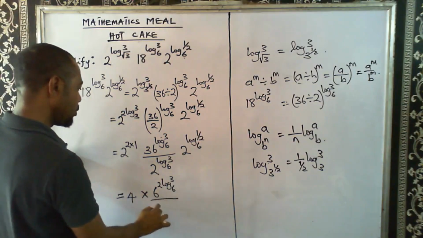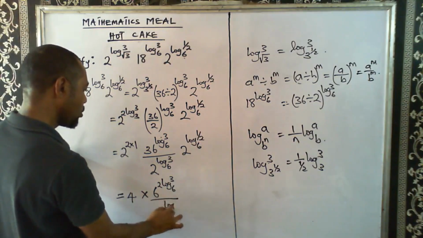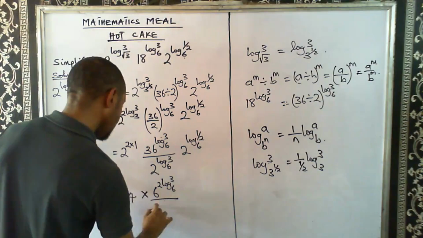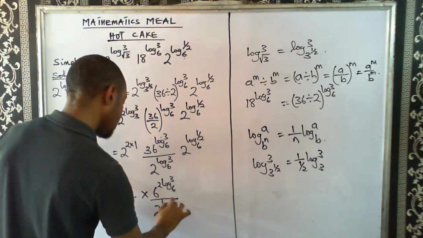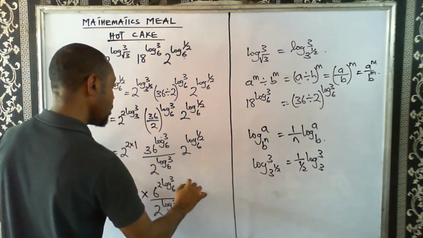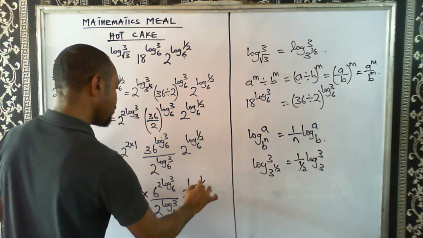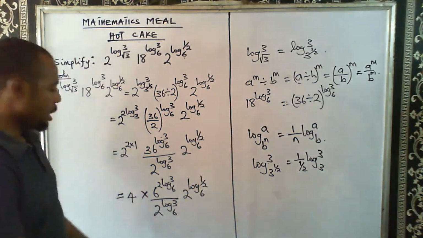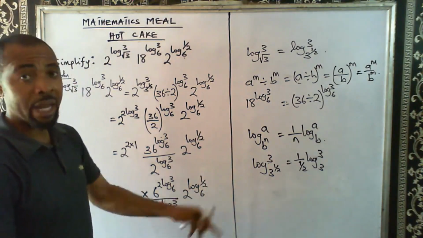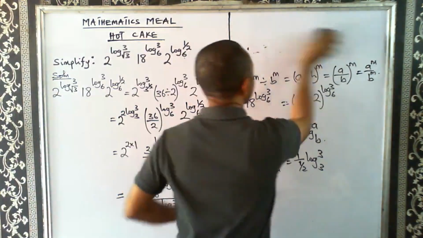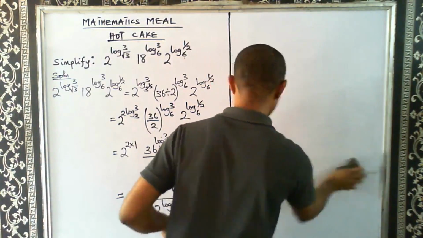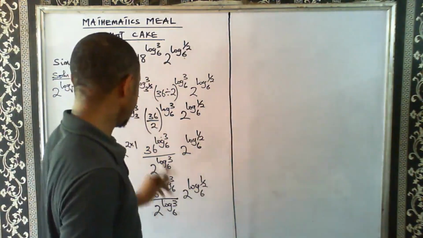Divided by 2 raised to power log 3 in base 6. 2 raised to power log 3 in base 6. Then times 2 raised to power log half in base 6. Now I can see these two, so I can write them together and then apply the law of indices. So let's see what we can possibly do.